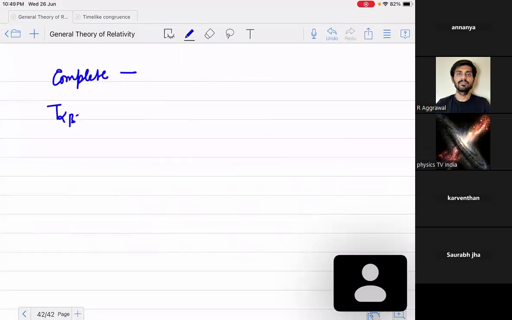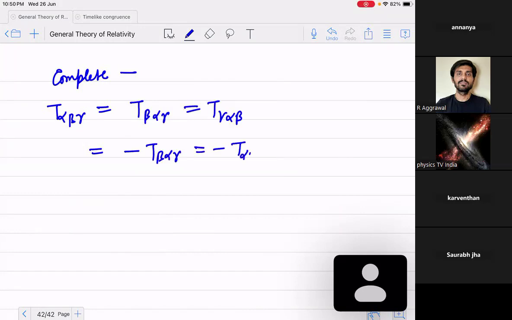T alpha beta gamma is equal to T beta alpha gamma is equal to T gamma alpha beta, but equal to minus T beta alpha gamma minus T alpha gamma beta minus T gamma beta alpha. Okay, similarly, antisymmetry can be defined for higher rank tensors. You can define it in a similar way for any tensor higher than rank 2, meaning third rank or fourth rank tensor.